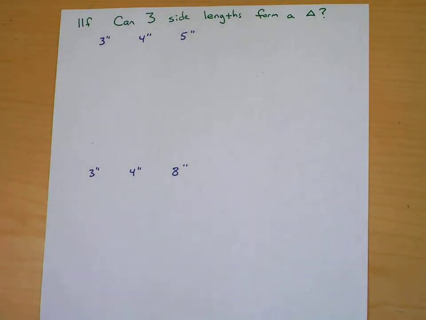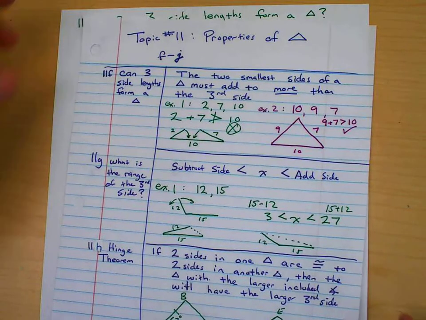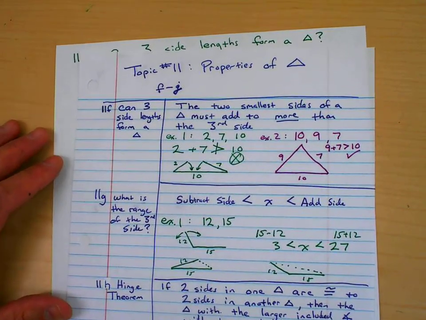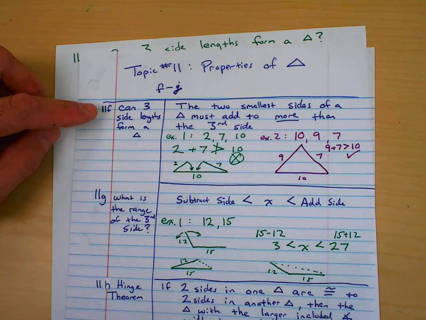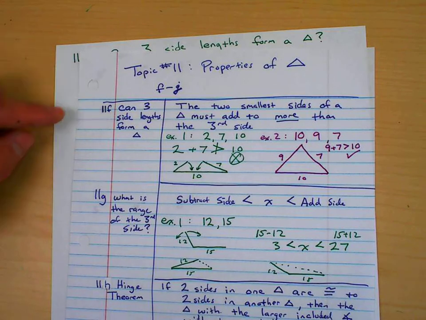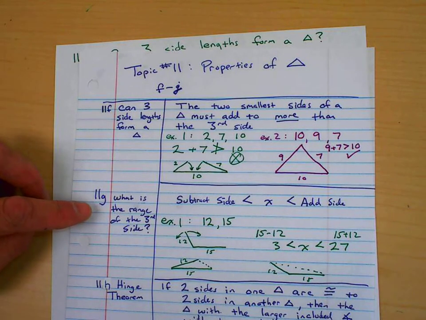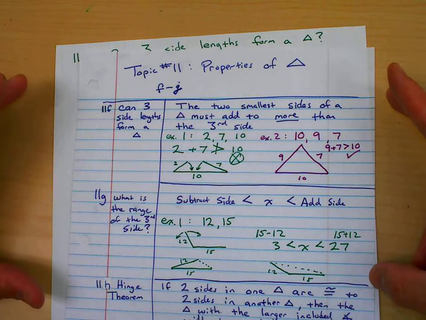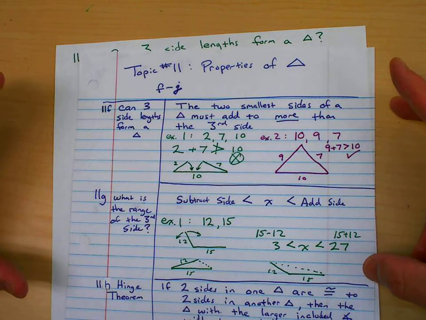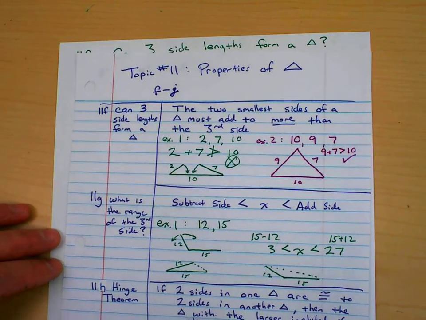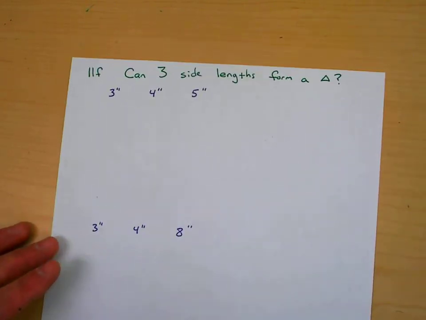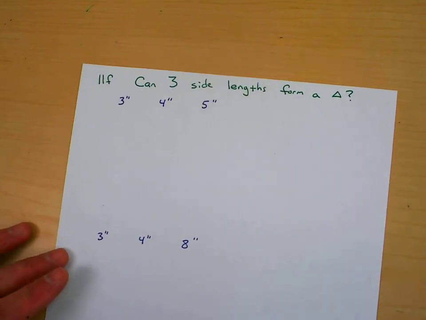I'm going to look over a couple of the topics we did this unit, specifically 11F and 11G. 11F asks, can three side lengths form a triangle? 11G asks, what is the range of the third side? I think these are really two topics that are related very closely to one another, and that's why I've chosen to discuss these two together on this video.